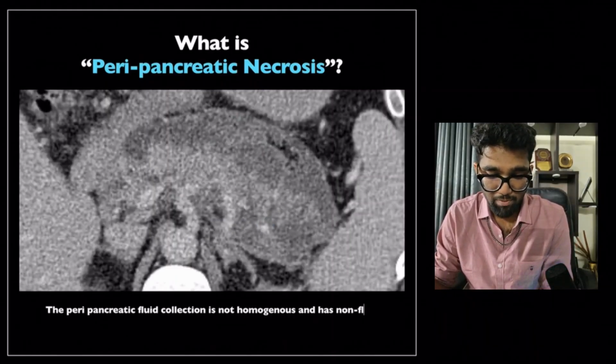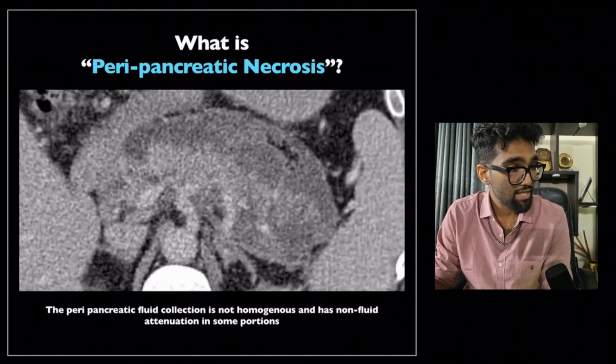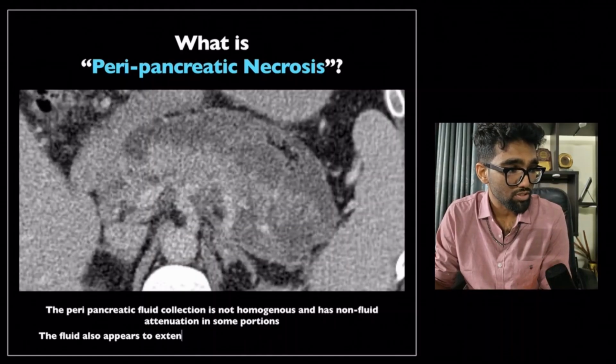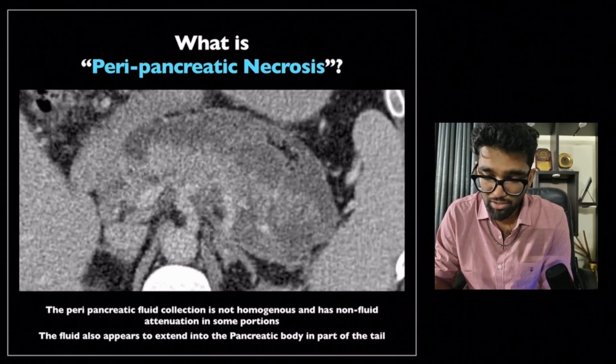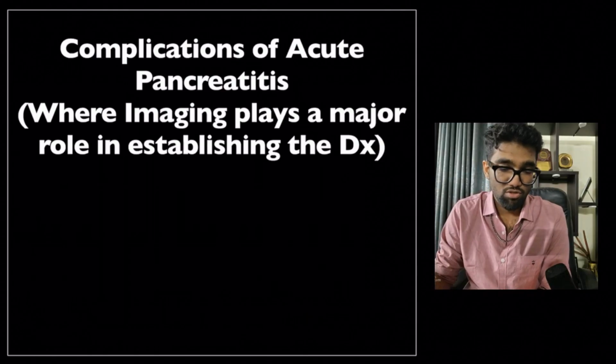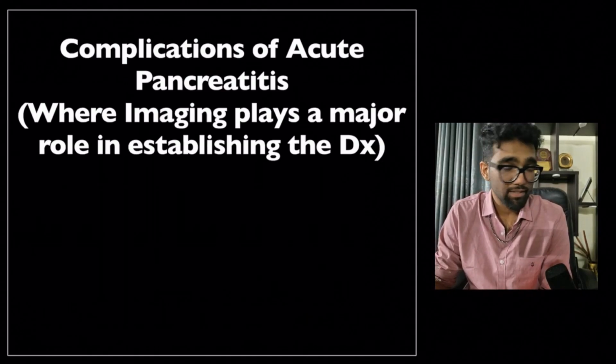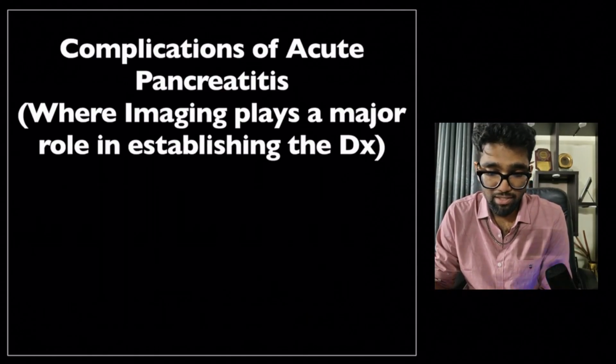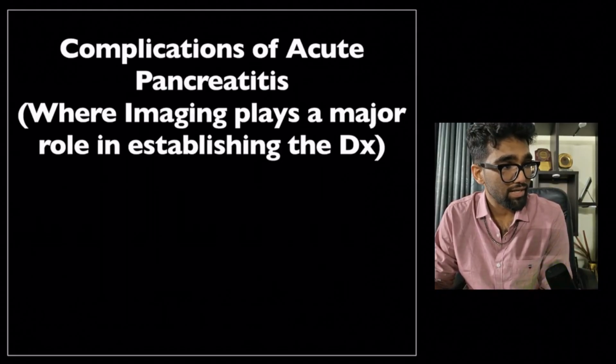So the peripancreatic fluid is not homogeneous and has a non-fluid attenuation in some portions. Thus, the fluid appears to extend into the pancreatic body. Additionally, it appears to extend into the pancreatic tail at this area. So these two things constitute what we call peripancreatic necrosis.